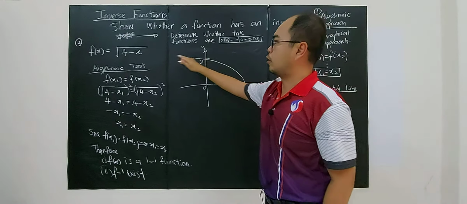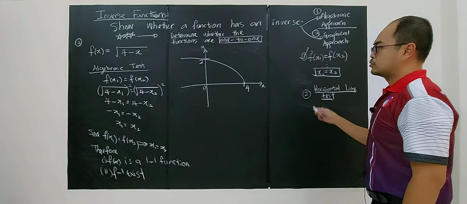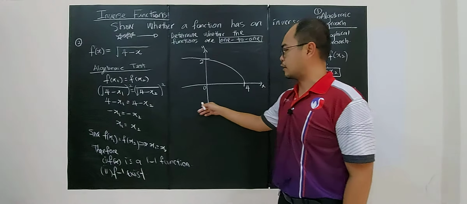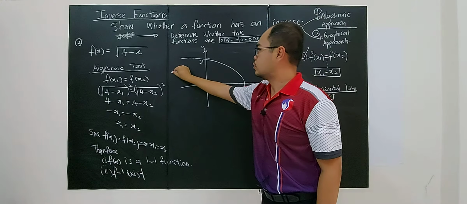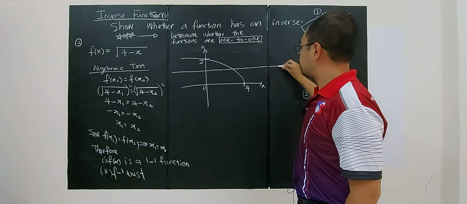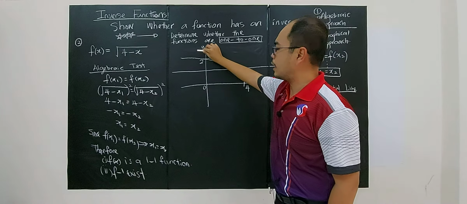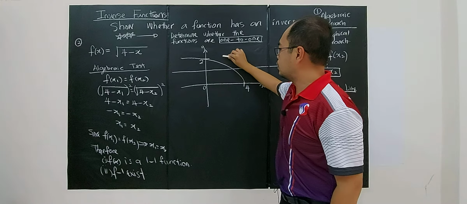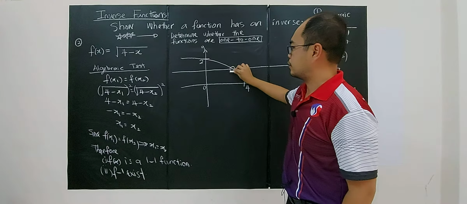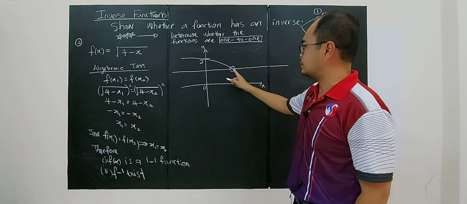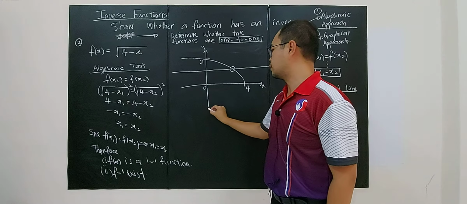It's the same thing also with the graphical test. Now this is the graph of the square root of 4 minus x. Very simple, you just draw a horizontal line onto the graph. If this line is moving up and down, anywhere, it only intersects the graph at most one point. You can check, you can draw anywhere, and you will only intersect at one point. This line I name as y equals k. The explanation is still the same.